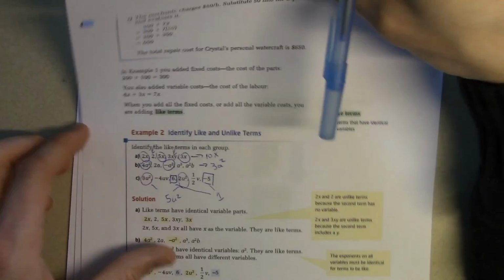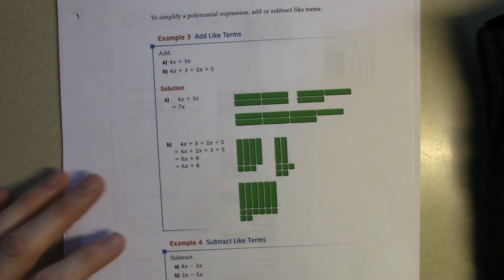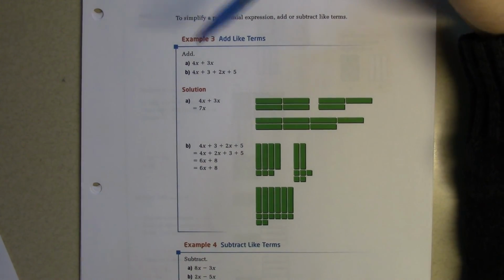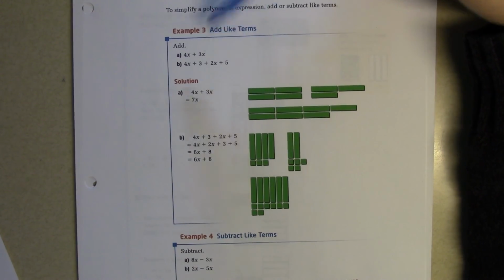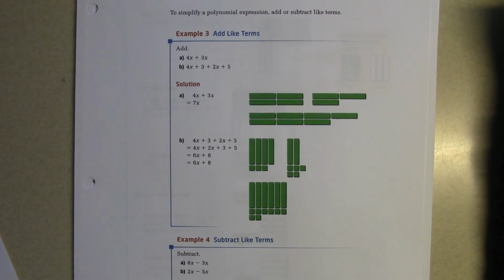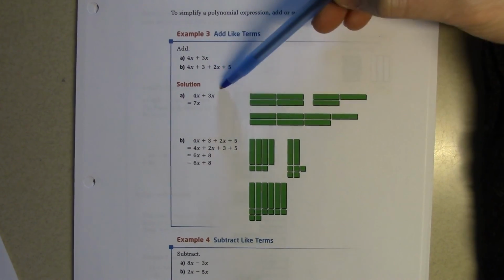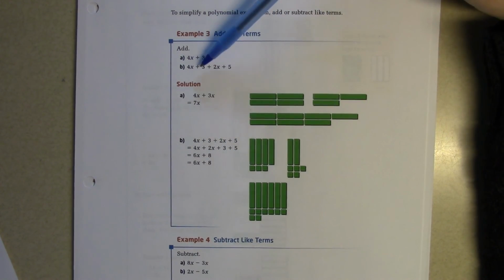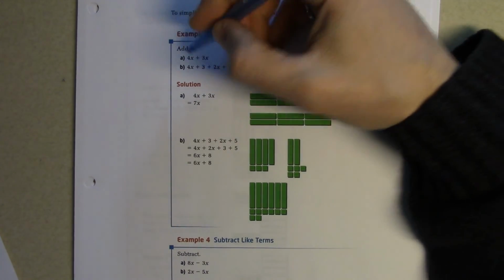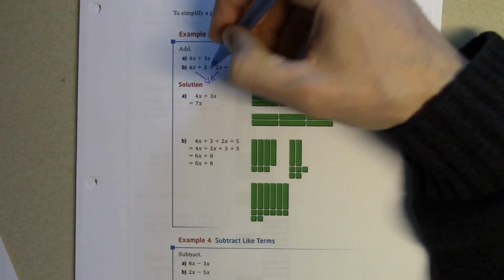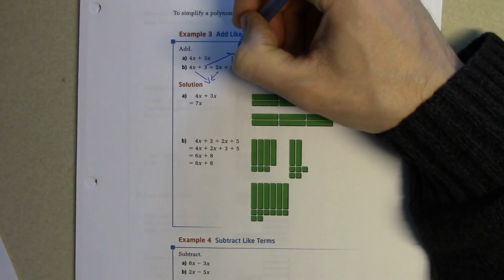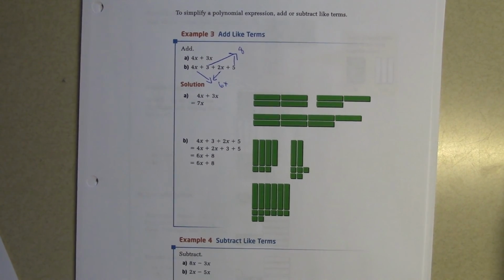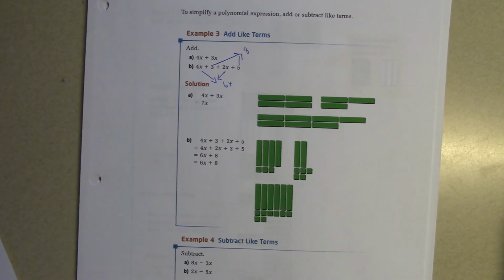All right. Pretty simple. So to simplify a polynomial expression, we add or subtract the like terms. All right, so we have 4x plus 3x. Guess what? We're going to have 7x. Okay, I'm not sure why you would need algebra tiles for that. You're adding 4 and 3 and an x. Okay, next we have 4x plus 3 plus 2x. So we're going to add the two like terms and add the other two like terms. So this is 8 and this is 6x. So we have 6x plus 8.